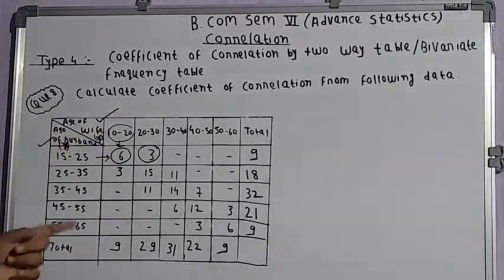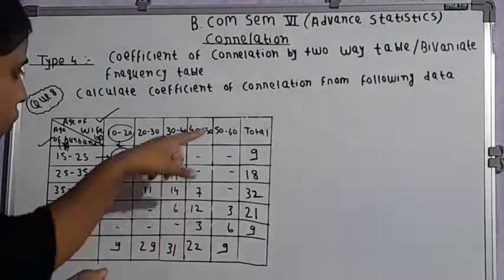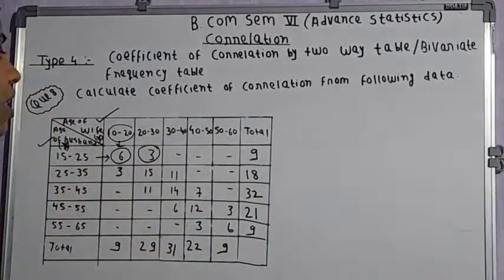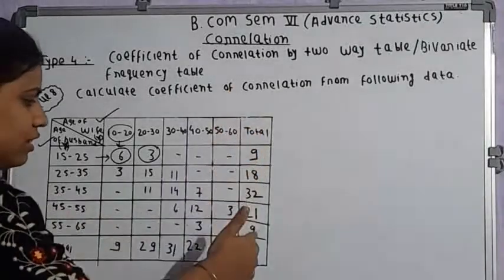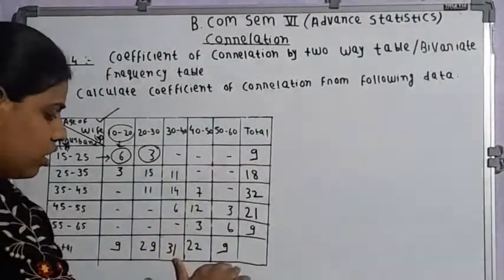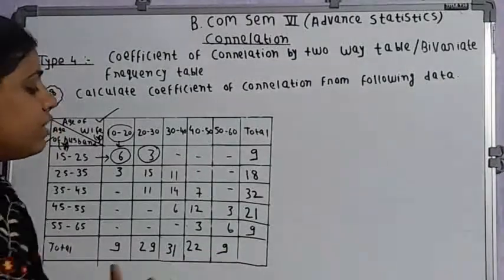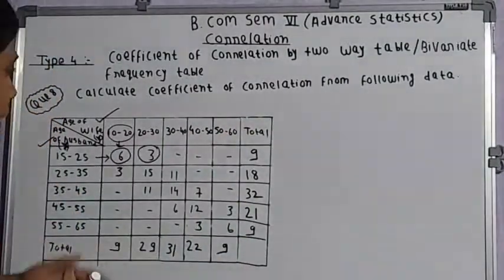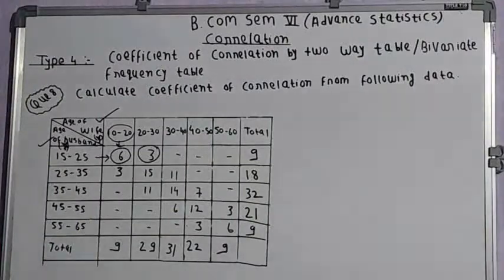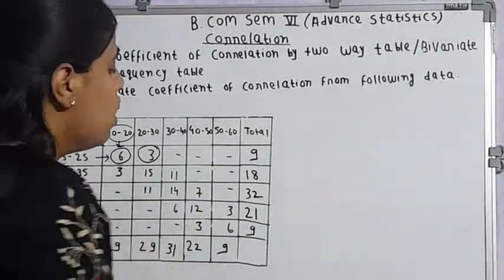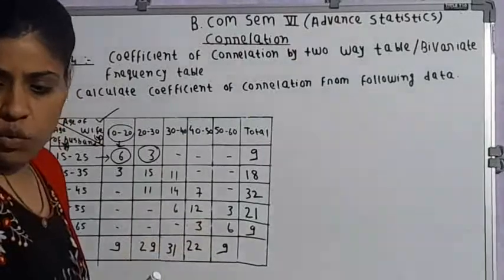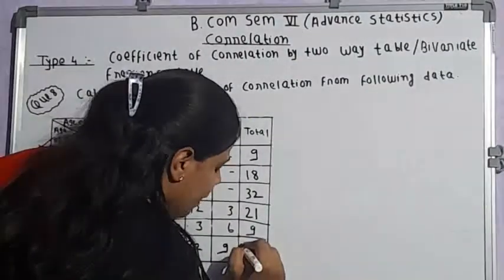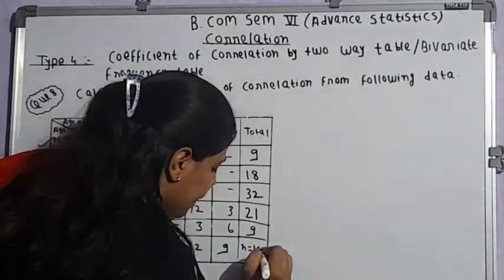Now we have to calculate the total number of husbands and the total number of wives, and they should be equal. That means the total of this horizontal table and the vertical table should be equal. So let's do it. 9 plus 18 plus 32 plus 21 plus 9. When we do it, we get 100. So n is equal to 100 over here.